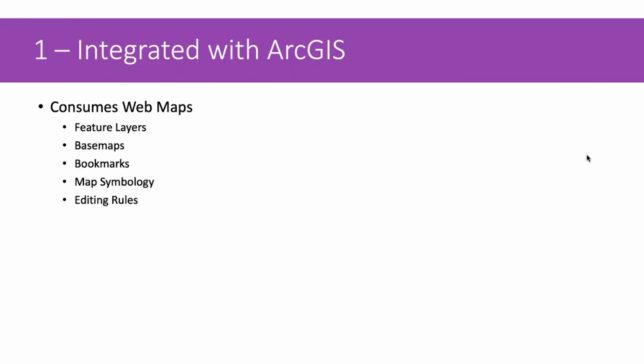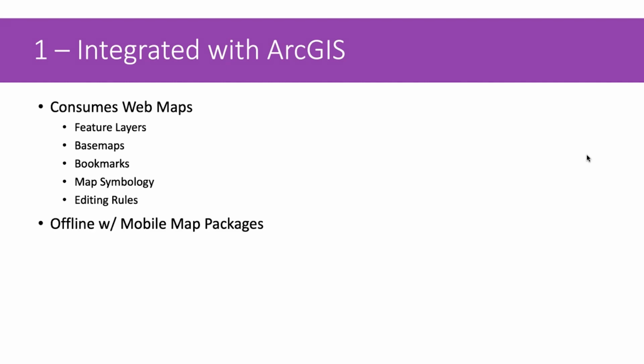One key element is that AppStudio apps can consume web maps. So if you create a web map in ArcGIS Online or Enterprise, your AppStudio app can consume that. It means you've already defined the feature layers and what they're going to look like. You've already selected the base maps you want. You've created bookmarks maybe. You've created the map symbology and set it up the way you want, and maybe defined some editing rules. So the apps you build with AppStudio can read the whole web map and do all this, so you don't have to code each of these separately.